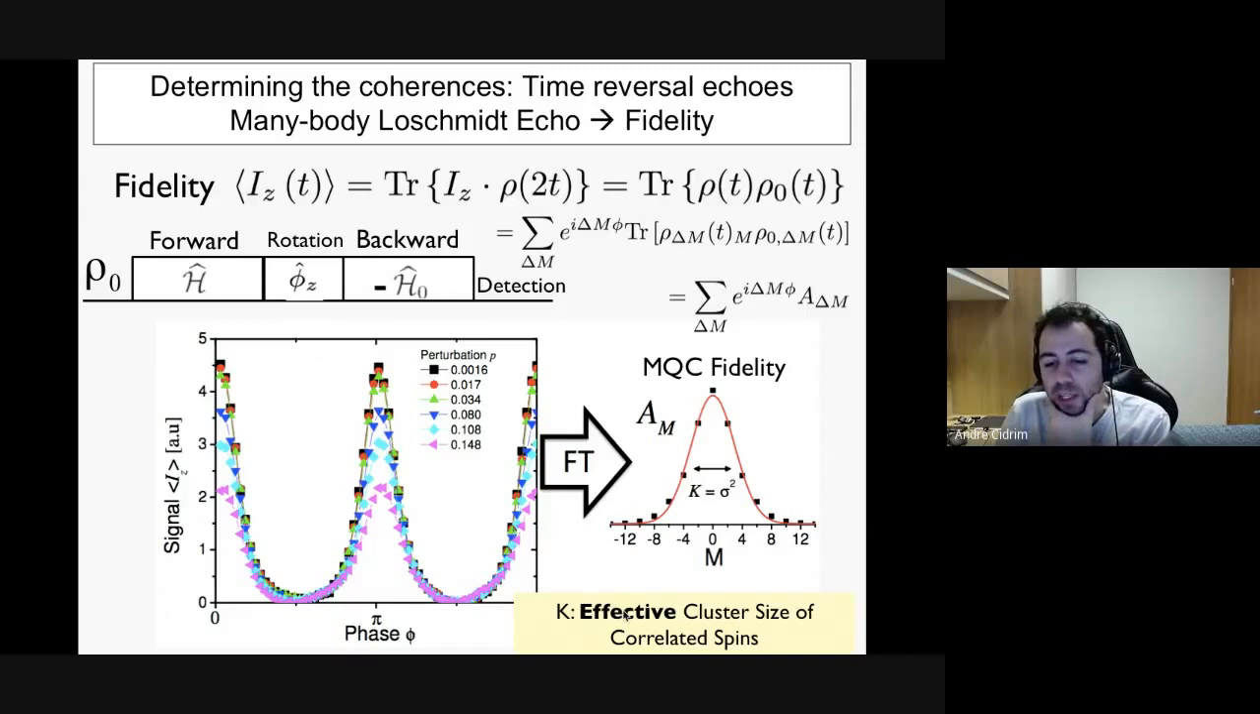So what happens exactly for pi over 2 here? What sort of state are you reaching? Because independently of the perturbation, you always go to a 0 fidelity, right? For pi over 2, independently of p.